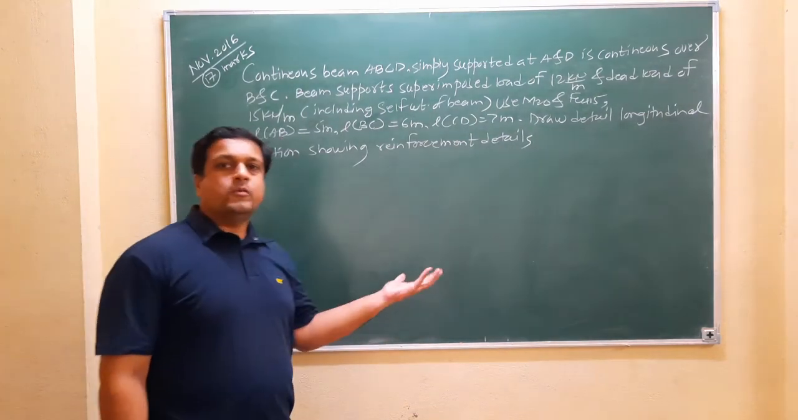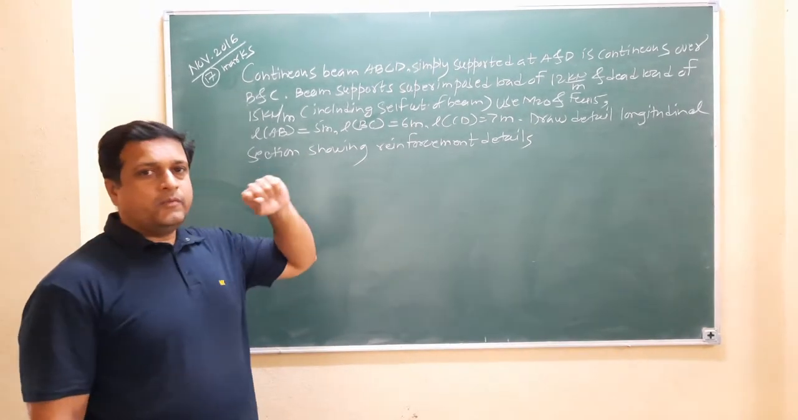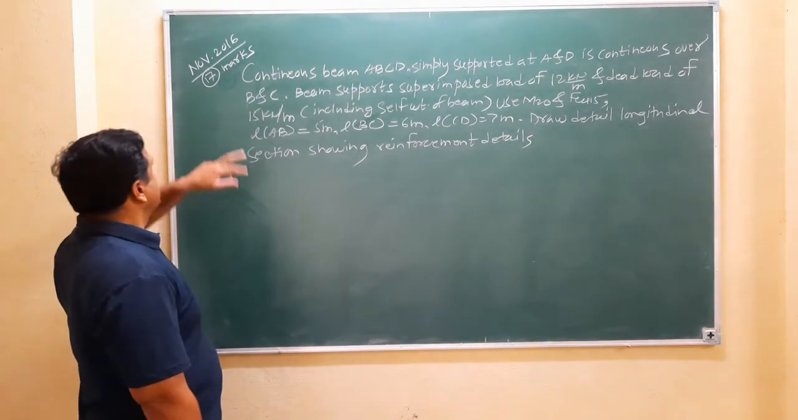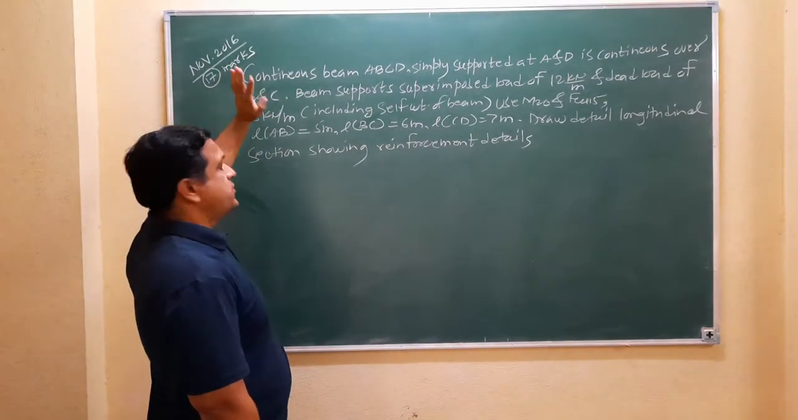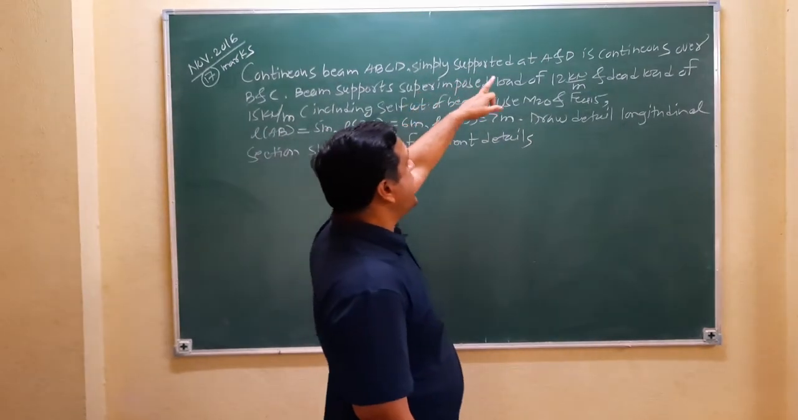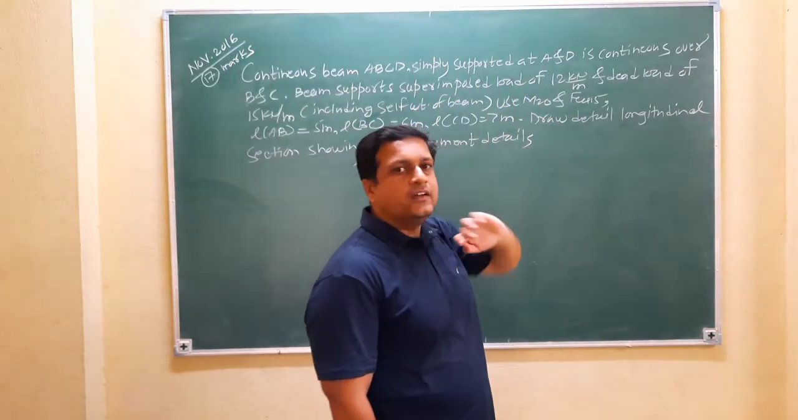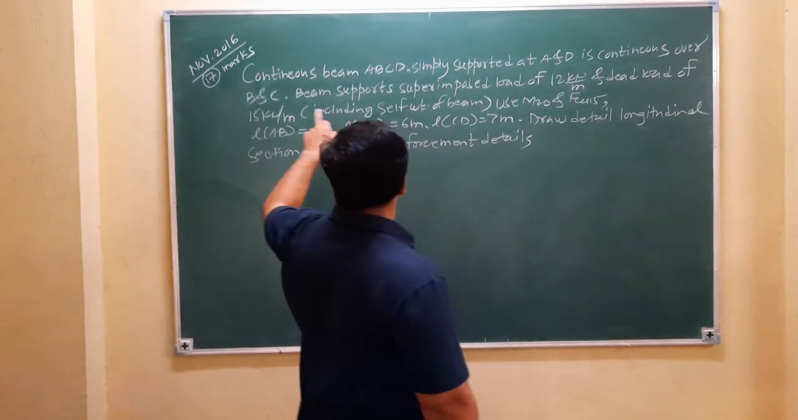Okay, one more problem on continuous beam. First I will read this problem. This problem was asked from November 2016 for 17 marks. Continuous beam ABCD simply supported at A and D. A and D are the end supports. Is continuous over B and C.